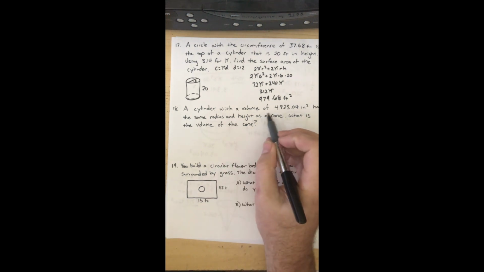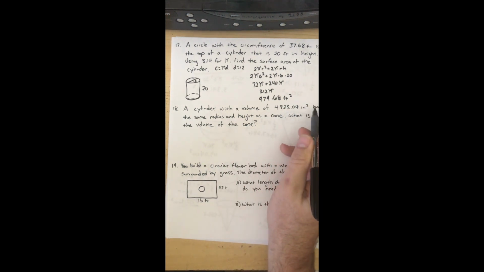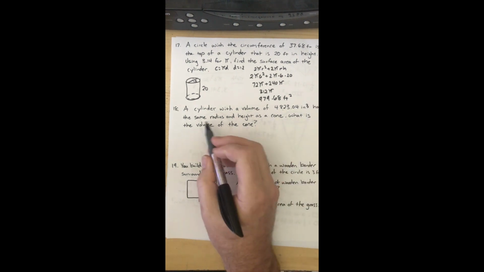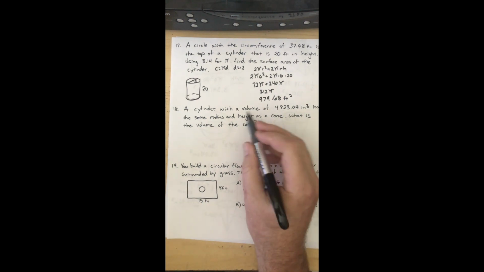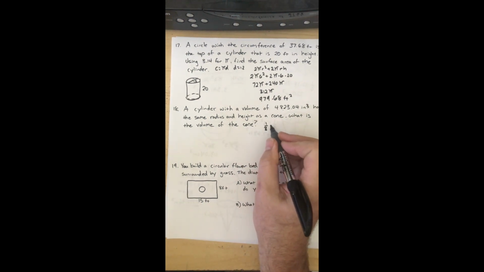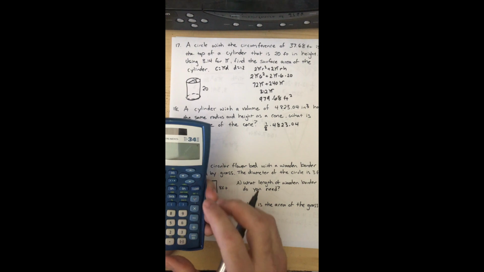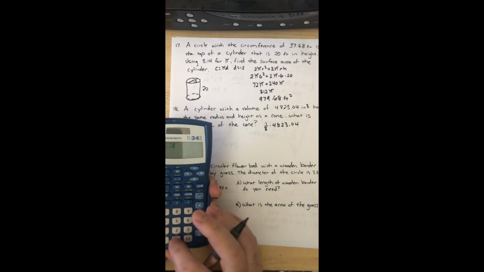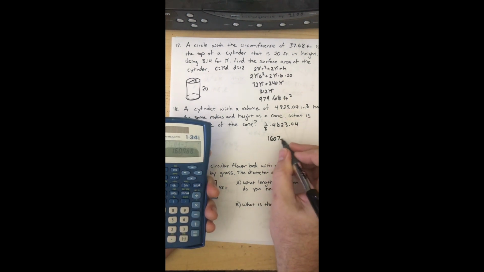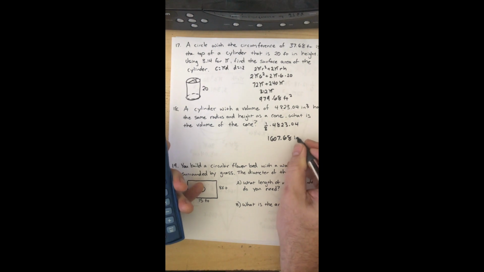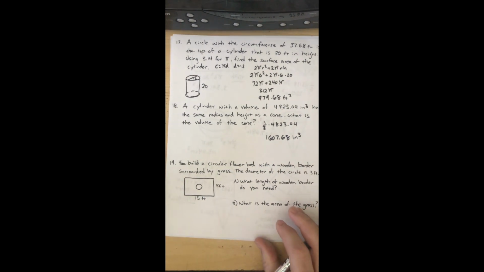Okay, a cylinder with a volume of 4,823.04 inches squared. Look at that bad typo, but that should be cubed. Horrible, horrible. Has the same radius and height as a cone. What is the volume of a cone? Well, if you remember that a cone is 1/3 of a cylinder, I'm just going to do 1/3 of this. Okay, so let's just do that. 4,823.04. I'm going to divide that by 3, and I get 1,607.68 inches cubed.